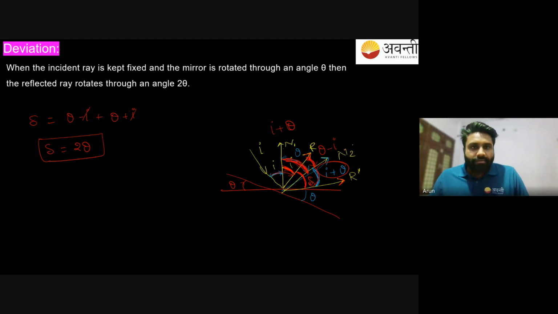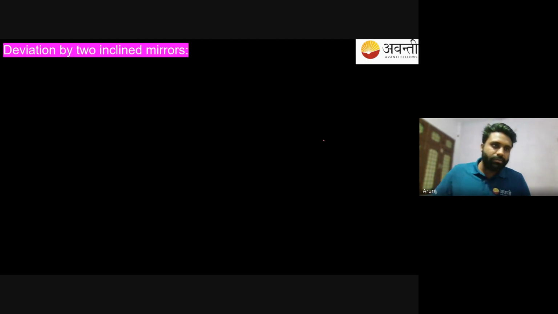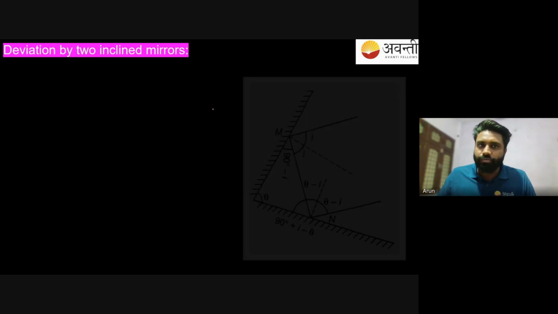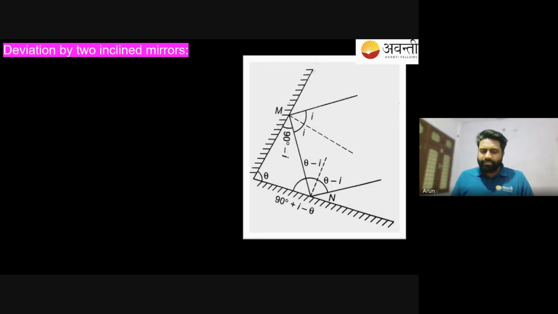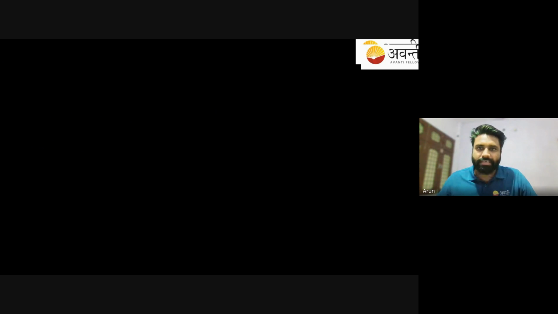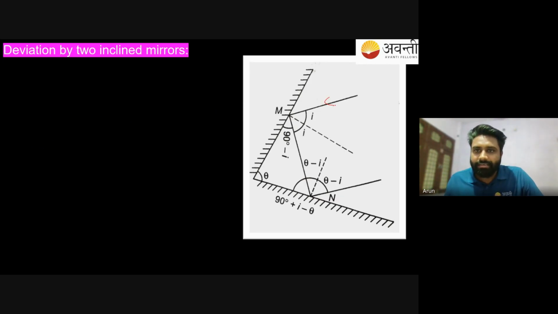If you have any doubt, just write it in the chat box, or otherwise we will move on to the deviation by 2 inclined mirrors. Here you can see that these are 2 inclined mirrors. This angle is I. This is the incident ray, this is the reflected ray, and this is the second one. There are 2 reflections taking place because there are 2 mirrors.